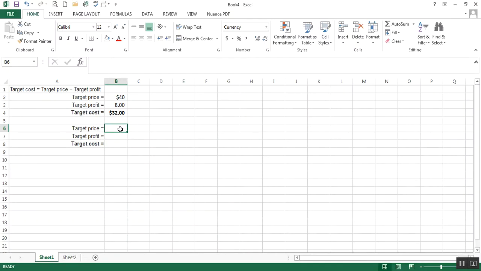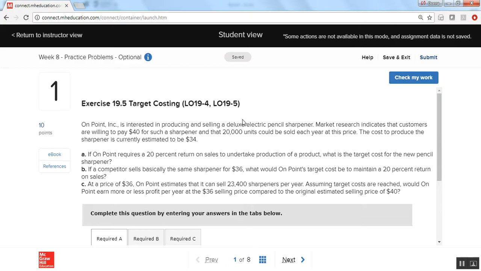So the competitor's price is $36. 20% return is $7.20. Therefore, our target price minus the target profit is going to be the target cost of $28.80. So think about it this way. If they're making a product that costs $28.80 and they sell it for $36, they're earning $7.20 on each product, which is the profit that they're shooting for of a 20% return.